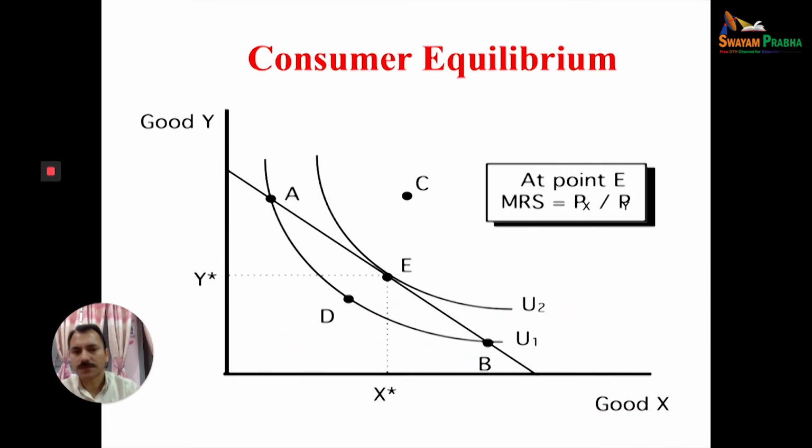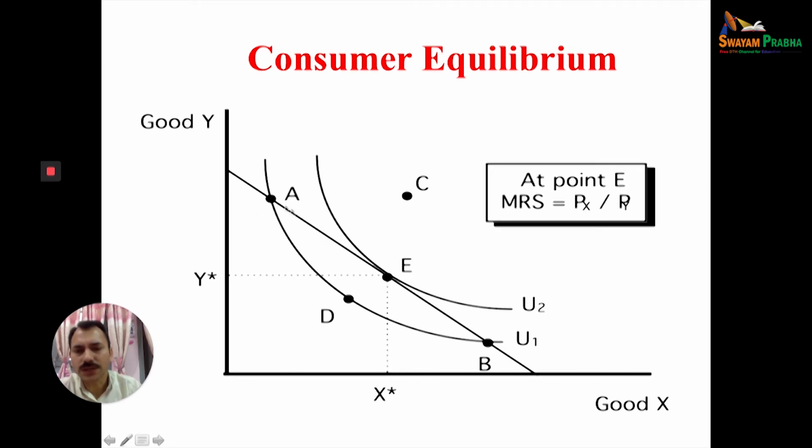This is the budget line, and for example U2 is an indifference curve, U1 again an indifference curve. Now let's see one more indifference curve. The consumer cannot purchase combination C because C is beyond his capacity. If you want to purchase C, then the indifference curve should be here, and the budget line should be here.